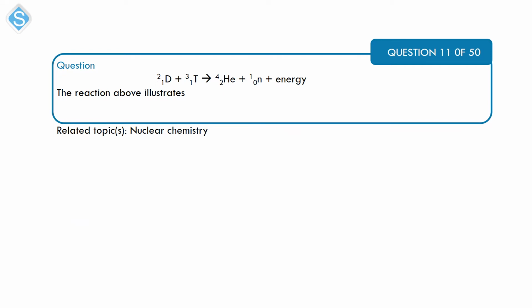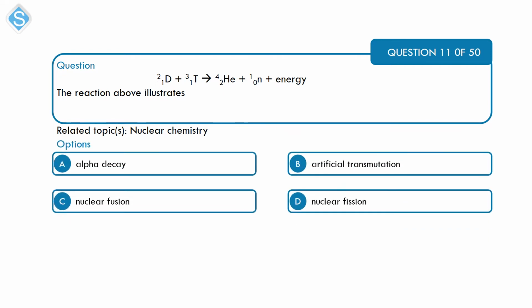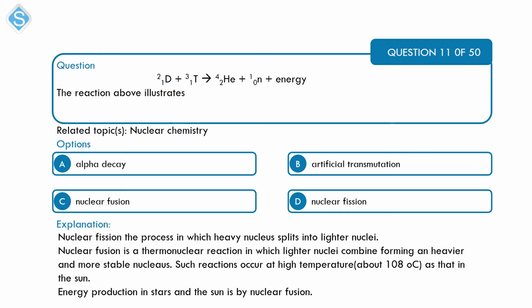Okay, this is a question on nuclear chemistry. The reaction above illustrates A, alpha decay, B, artificial transmutation, C, nuclear fusion, and D, nuclear fission. Okay, so there are 2 types of nuclear reaction. We have nuclear fission and we have nuclear fusion. In nuclear fission, a heavy nucleus splits into lighter nuclei, while in nuclear fusion you have lighter nuclei combining to form a heavier nucleus.